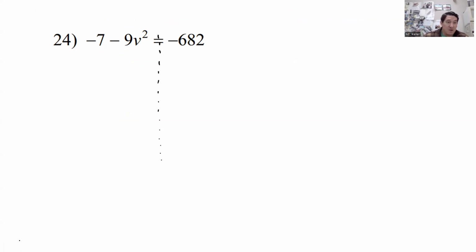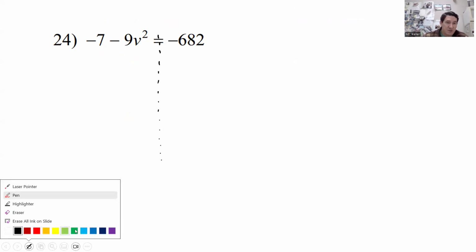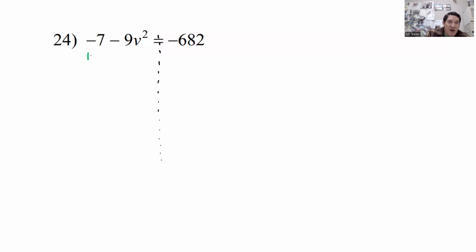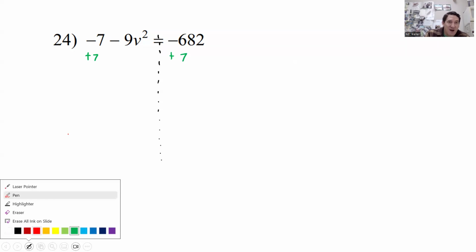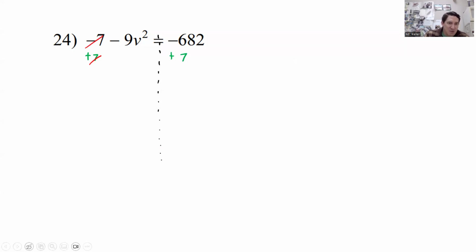So here, first step, I'm going to add 7 to both sides. Since it's a negative 7, I'm going to add 7. So minus 7 plus 7 cancels out. Over here, negative 682 plus 7, that's going to be a negative 675. So you get the minus 9, that minus stays with the 9. So that's a negative 9 times v squared is equal to negative 675.